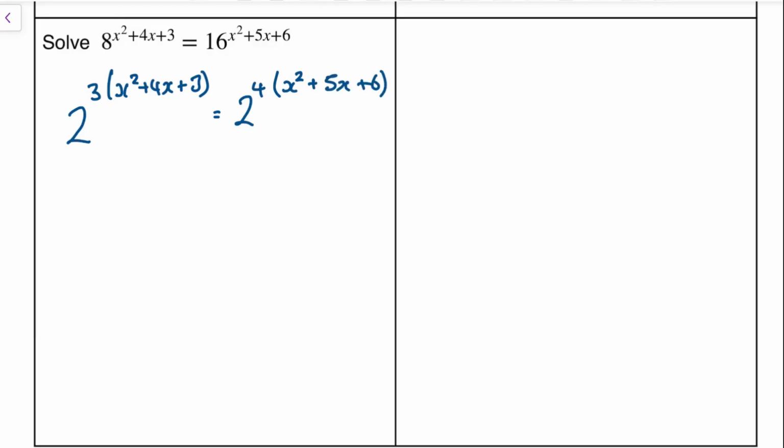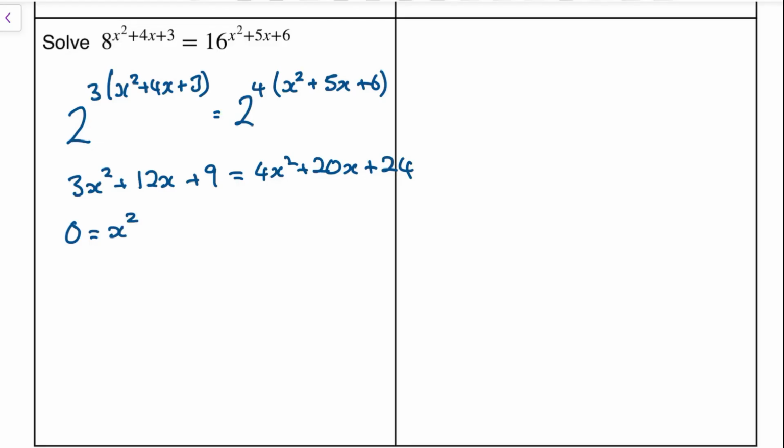Now, because the base values are now equal, it means the powers must be equal, which means that 3, I'll expand the brackets at the same time. So 3x squared plus 12x plus 9 is equal to 4x squared plus 20x plus 24. All right, let's move on to the right-hand side. So 0 is equal to, well, that's good, the x squareds cancel. So x squared, 20 minus 12 is plus 8x. And 24 minus 9 is going to give me 15. This is factorised, of course it does. So that's going to give me x plus 5, x plus 3.